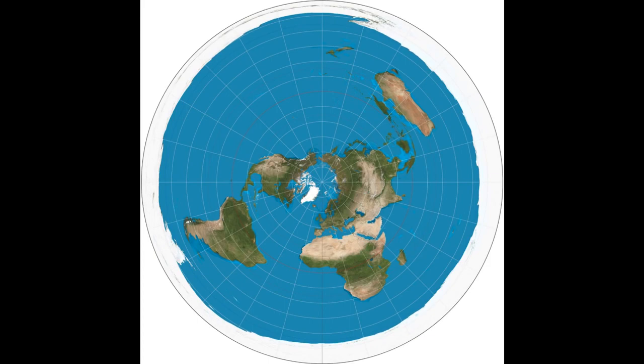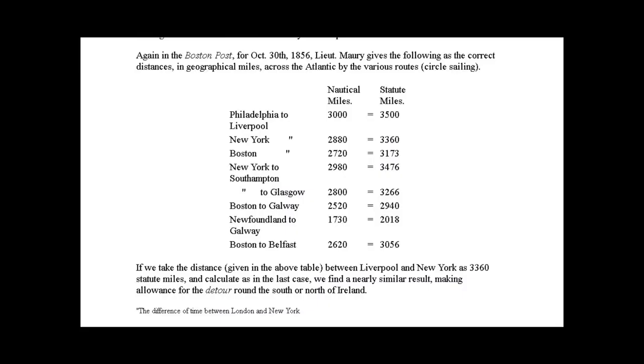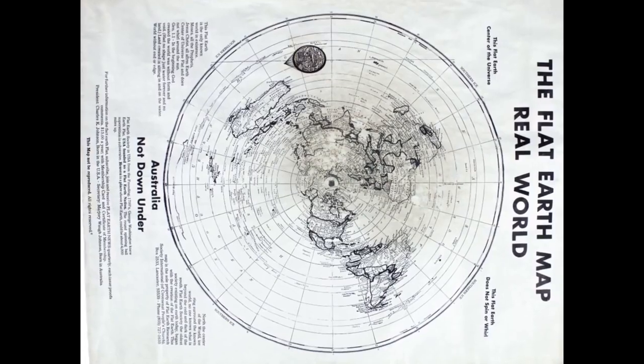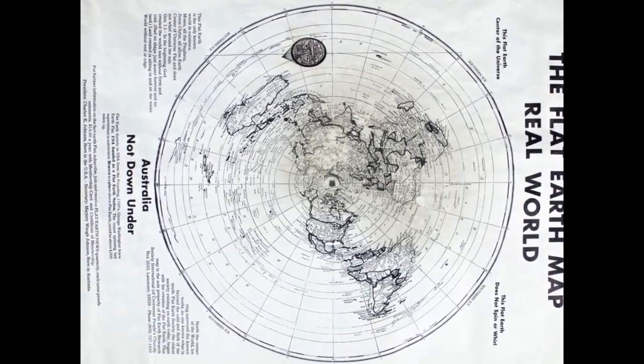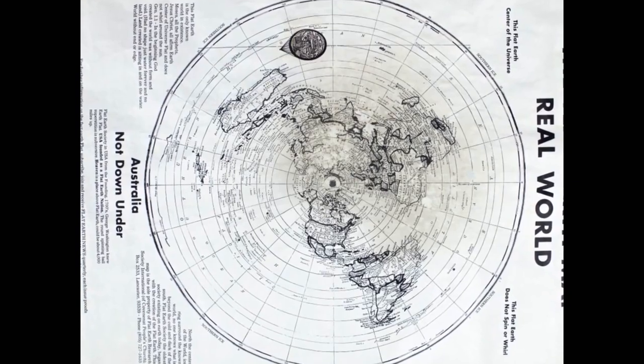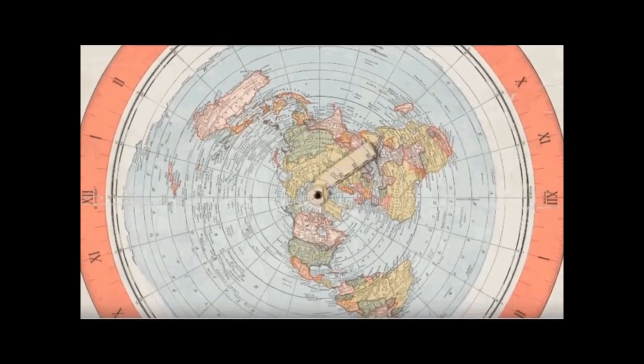3,266 statute miles. Boston to Galway, 2,520 nautical miles, 2,940 statute miles. Newfoundland to Galway, 1,730 nautical miles, 2,018 statute miles. Boston to Belfast, 2,620 nautical miles, 3,056 statute miles. If we take the distance given in the above table between Liverpool and New York as 3,360 statute miles, and calculate as in the last case, we find a nearly similar result, making allowance for the detour around the south or north of Ireland.